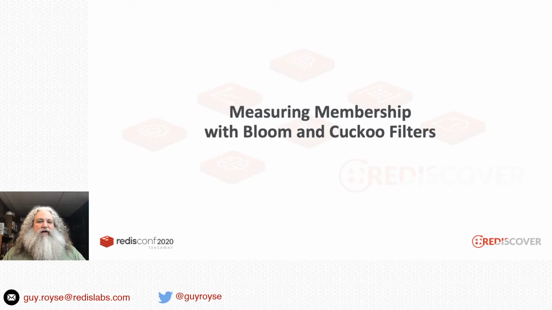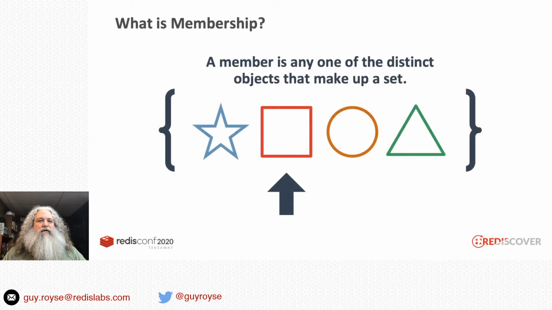Okay, so next we're going to look at Bloom and Cuckoo filters. And I've lumped these together because they're both about checking membership. So what is membership? A member is any one of the distinct objects that make up a set. Yeah, I just read the slide to you. But that is what they are. They're one of the objects in the set. The square is a member of this set. The triangle is a member of this set.